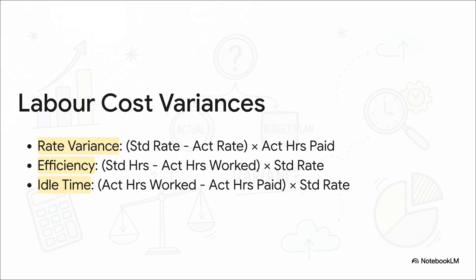Why the difference between paid and worked? Because of the third piece, idle time. If machines break down, workers are still getting paid, but they aren't working. Idle time variance quantifies that specific cost of non-productive time by taking actual hours worked minus actual hours paid times the standard rate. Add the rate, efficiency, and idle time variances together, and you get your total labor variance.